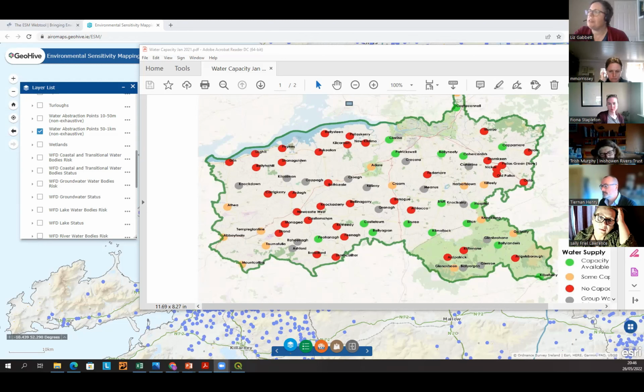But the amount of water that's been abstracted in the other map, the ESM map, you see this map and you were saying that there's water all underneath, but is there a point where there is a problem with over abstraction?